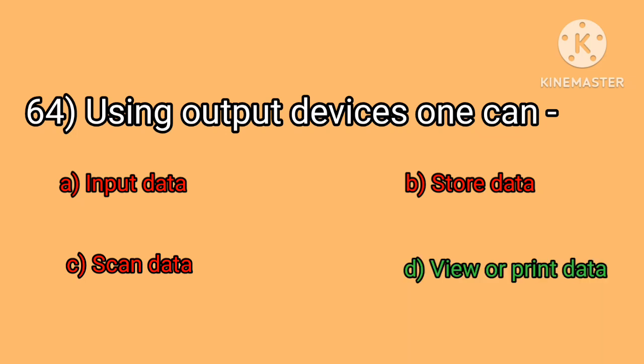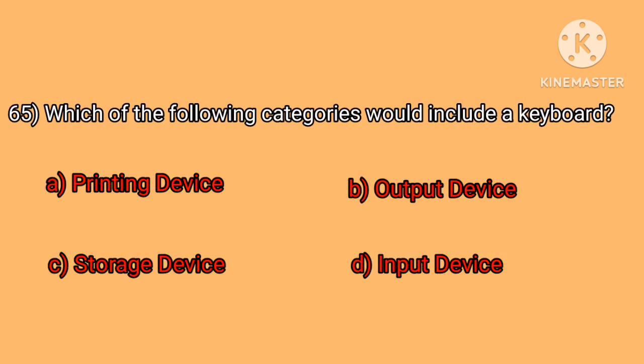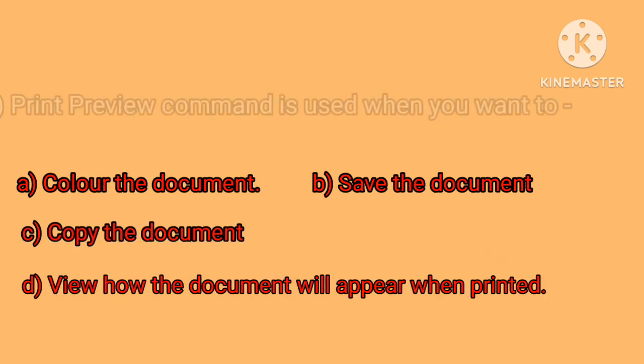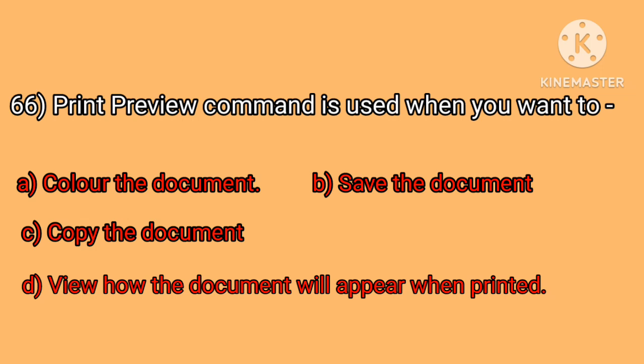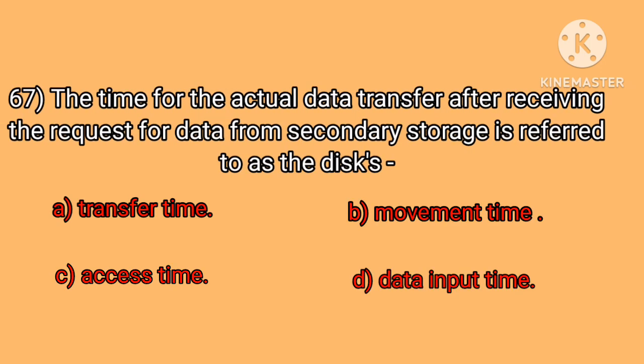Using output devices, one can view or print data. Which of the following categories would include a keyboard? Input device. Print preview command is used when you want to view how the document will appear when printed. The time for the actual data transfer after receiving the request for data from secondary storage is referred to as the disk.